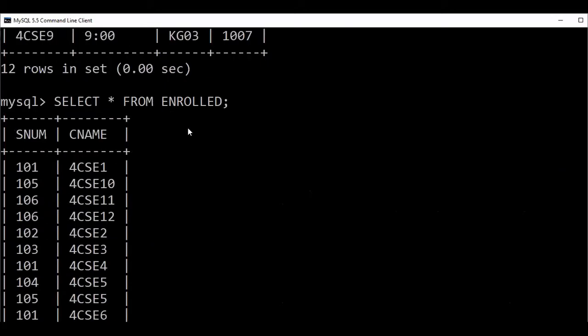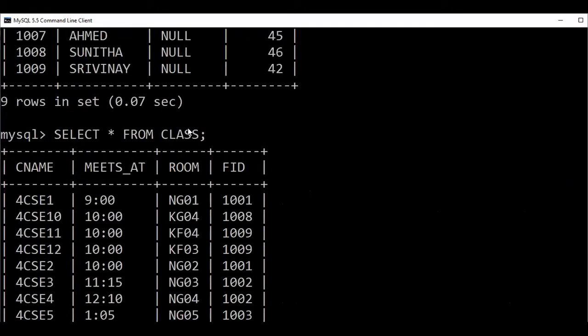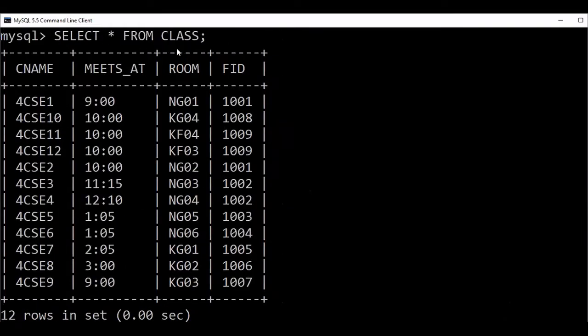Now see here, I told you where is the teachers relationship. The teachers relationship is here, in this class only, because this class is keeping faculty ID. So which faculty is taking which class? This is nothing but your teachers relationship. So there is no other or separate relationship you have created.